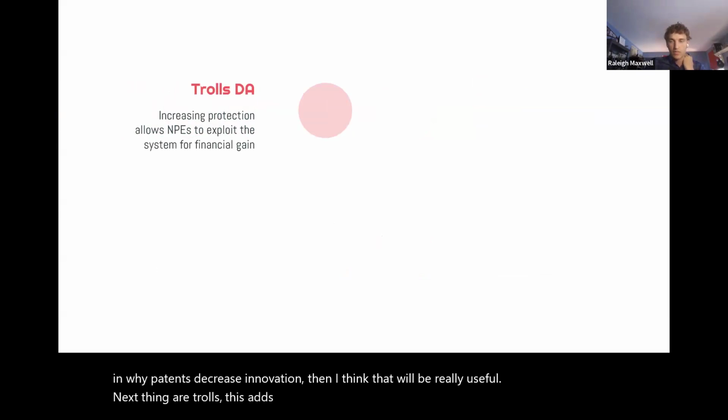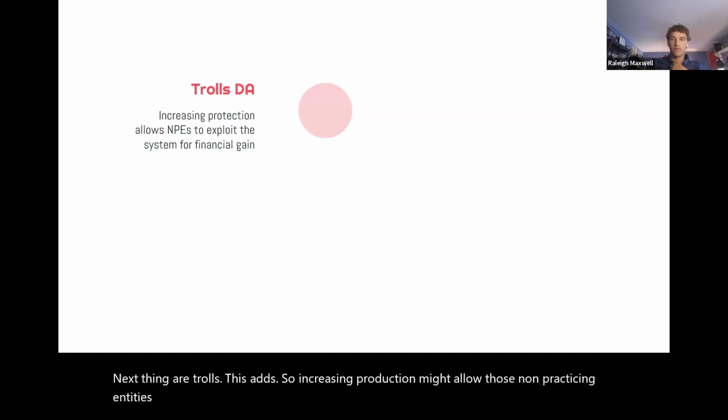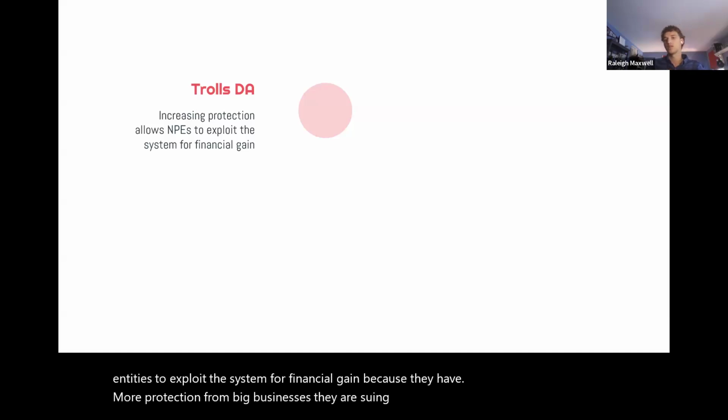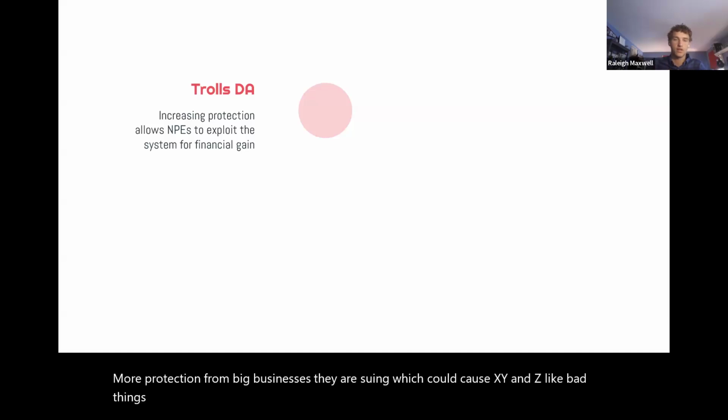The next thing is trolls disads. So increasing protection might allow those non-practicing entities to exploit the system for financial gain because they have more protection from the big businesses they are suing, which could cause X, Y, and Z bad things. Trolls flooding the system could be just a court clog link.